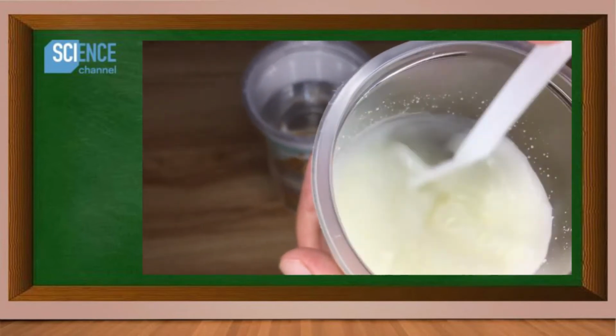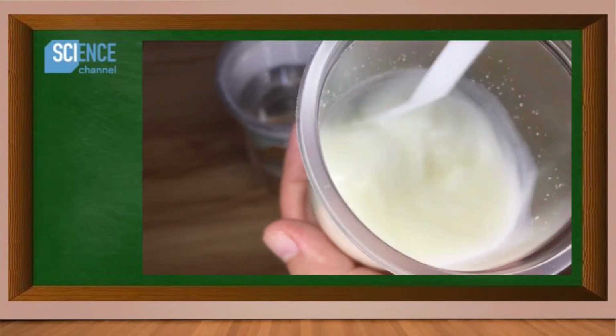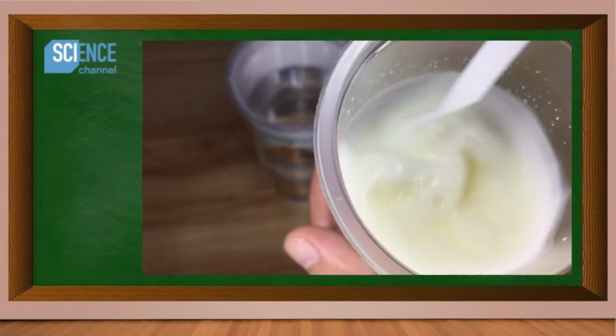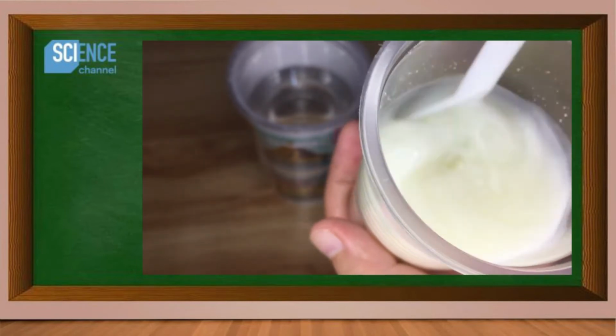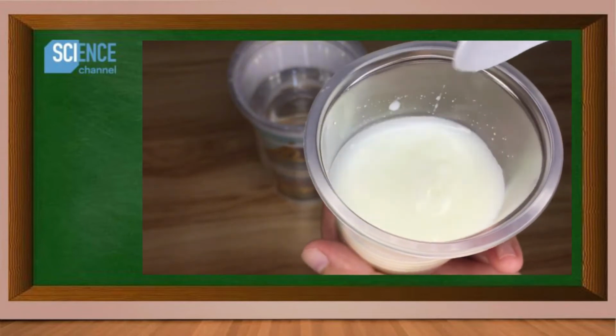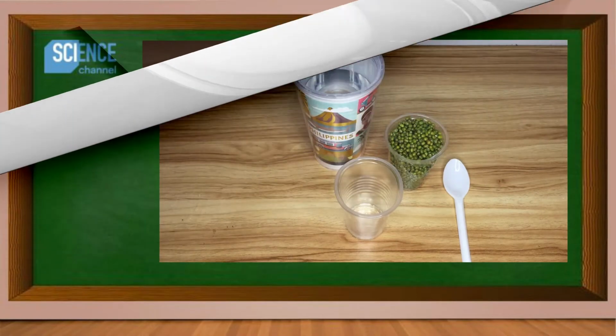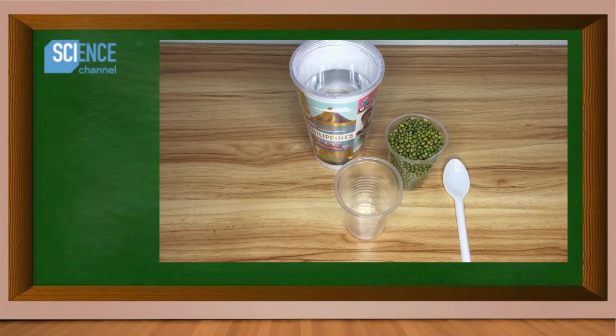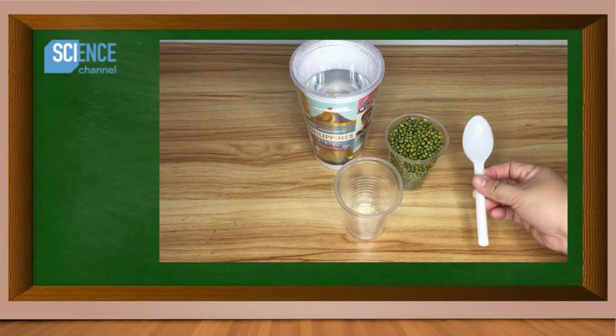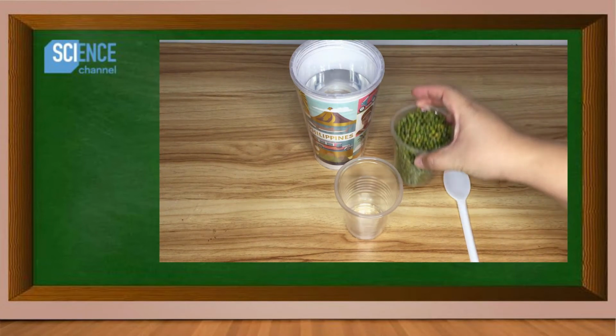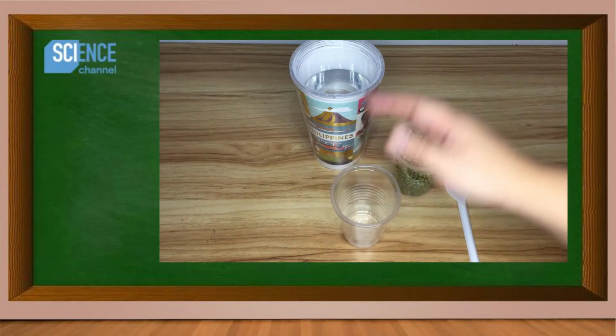Again, ask the assistance of your parents or guardians in doing the following activities. Observe what happened. And for our last and final experiment, prepare the following materials. Plastic spoon, mango seeds, plastic cup, and water.